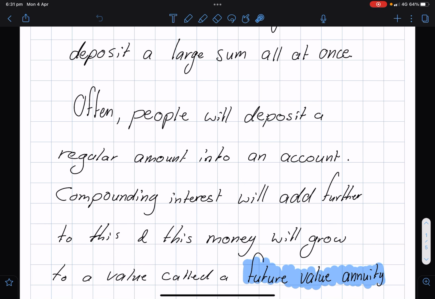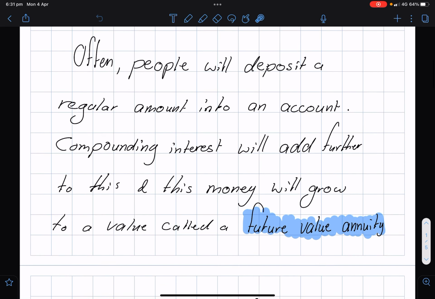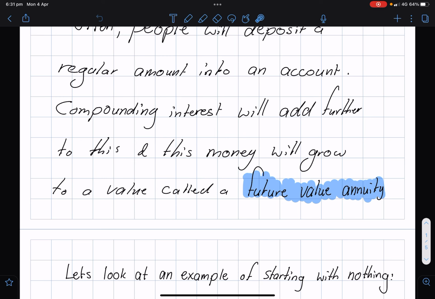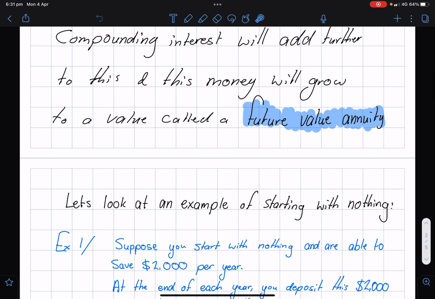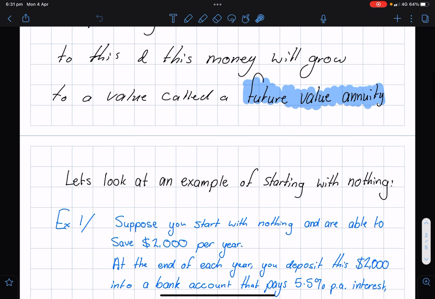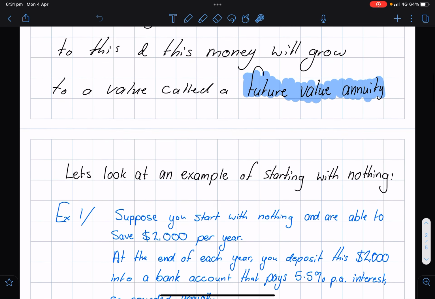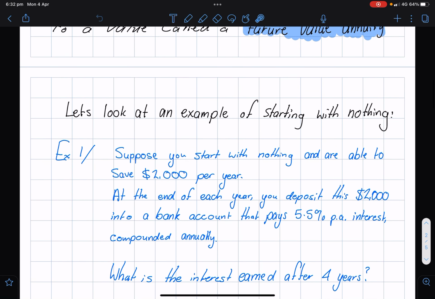So this is what we're going to be looking at today, when we are slowly adding a regular amount to an account over time. So let's look at an example of starting when we have no dollars at all initially in our account. Suppose you start with nothing and are able to save $2,000 per year. At the end of each year, you deposit this $2,000 into a bank account that pays 5.5% per annum interest, compounded annually. What is the interest earned after 4 years?